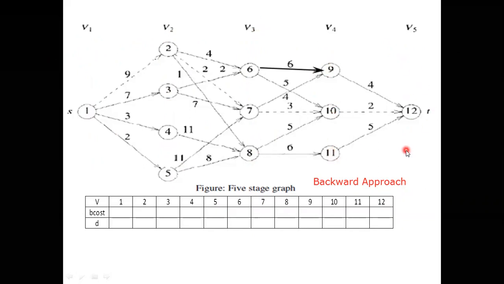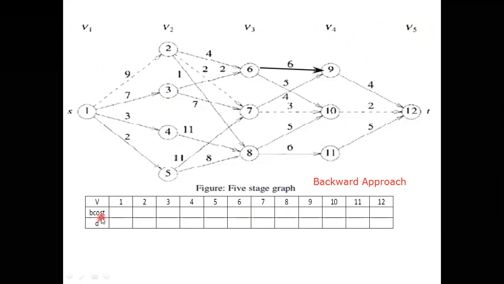Now, as in the forward approach, we have to generate one table. If you are using the table approach, in the last video you already understood for the forward approach that you can easily get these values whenever you want. What is this V? V is the different vertex given here: 1, 2, 3, 4, 5, 6, 7, 8, 9, 10, 11, 12. And this V is different. I already explained in the previous video. This V is showing the stages.